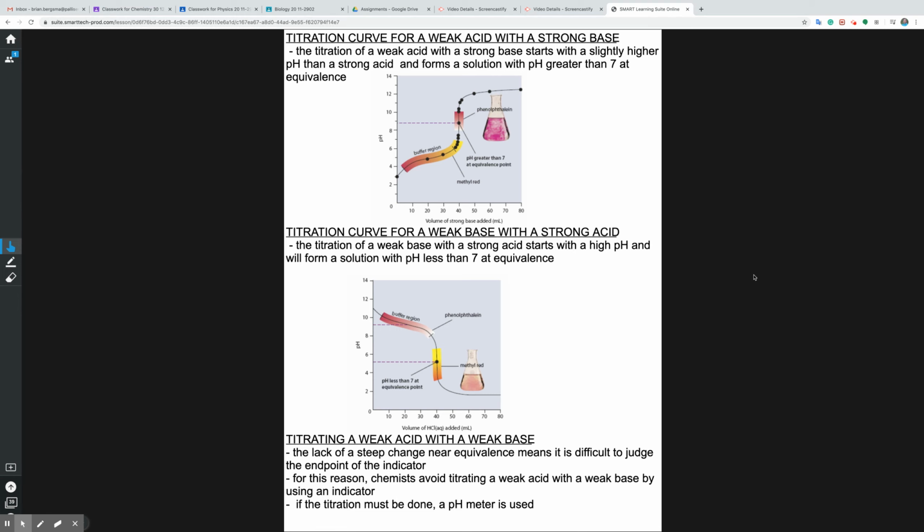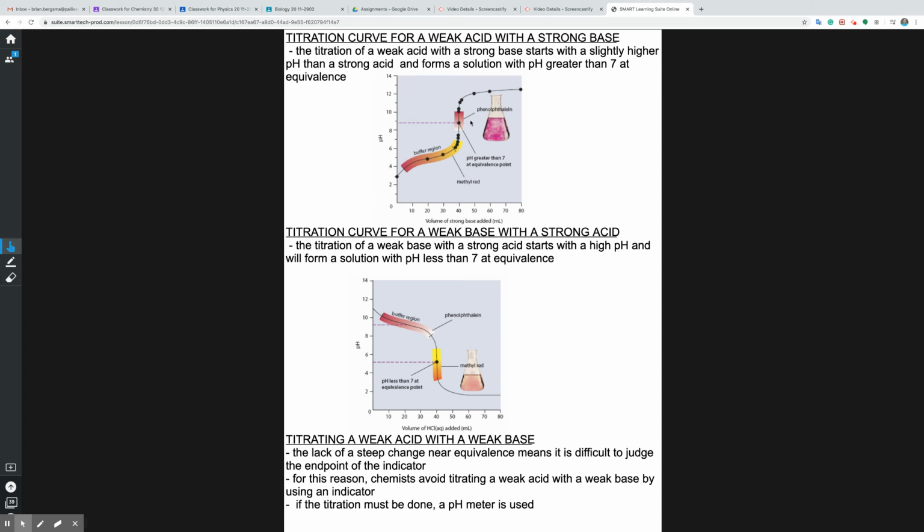Okay, titration curves for weak acids and a strong base. The titration of a weak acid starts, again, it's a weak acid, so it's going to start a little bit higher, around 3. Then it has our buffering region. Because it starts higher, our equivalence point is actually higher too, in this case right around 9, just above or just below 9. So we would want an indicator that changes colors around there, so phenolphthalein.